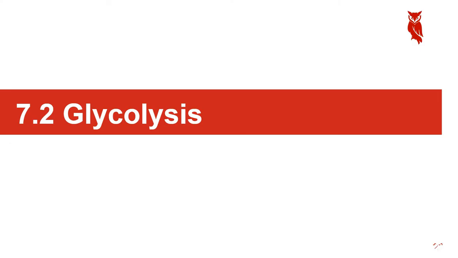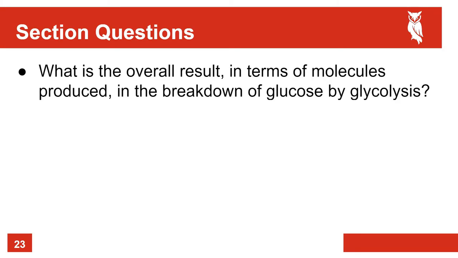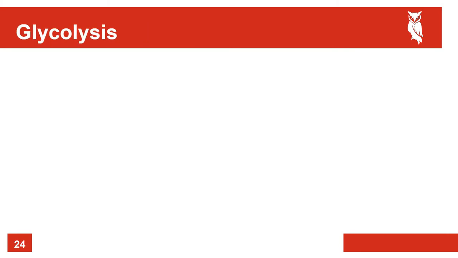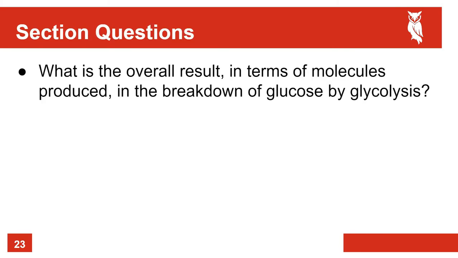Now 7.2, glycolysis. What does glycolysis mean? The breakdown of glucose. Just breaking down of glucose, splitting glucose. Perfect. Alright, so some of the questions we want to be able to answer when we're done is what is the overall result in terms of molecules produced in the breakdown of glucose by glycolysis?